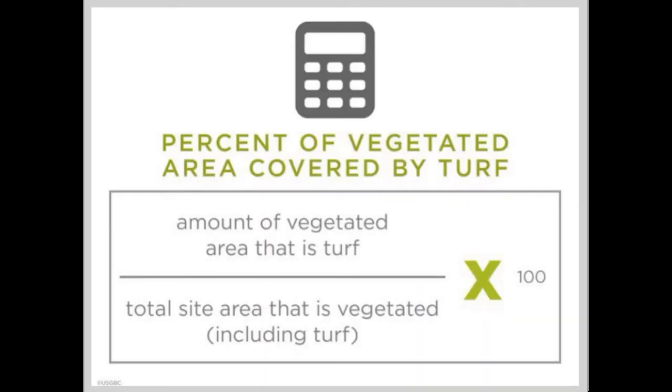Here is a simple calculation for option 1 to determine the area of vegetated turf. Remember, the goal is to limit the turf area to no more than 25% of the total vegetated area. Projects may include planter boxes and vegetated roof areas in the total vegetated area. This is a possible question. Project teams should exclude school or park playgrounds and athletic fields from the turf area. This is another possible question.